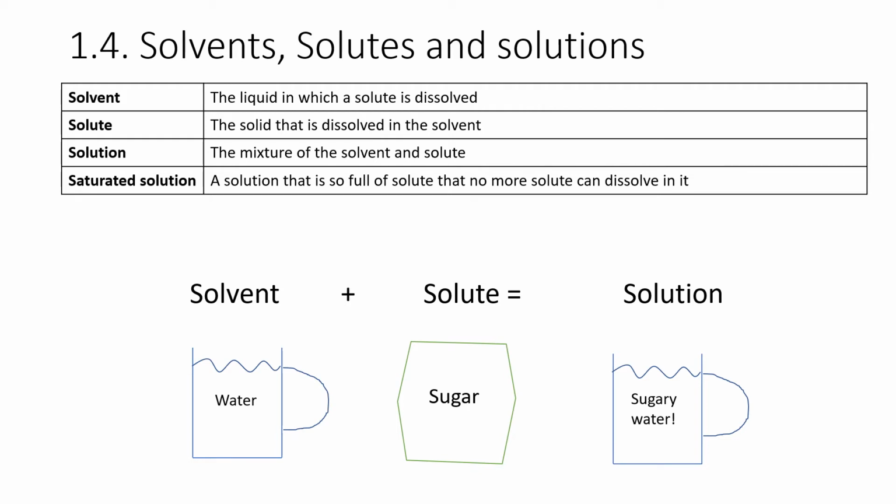Now, when you keep adding a solute to a solvent, eventually you'll hit the point where you can't dissolve any more of that solute in that solvent. And at that point, the solution that's made is referred to as a saturated solution. It can't hold any more of the solute.